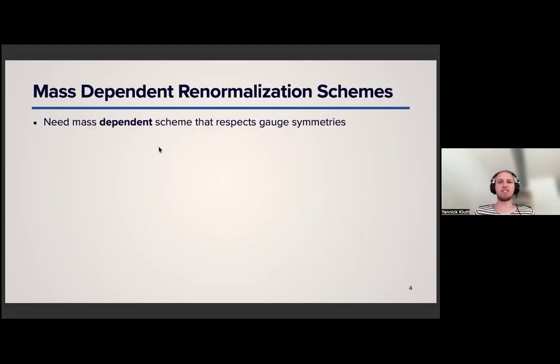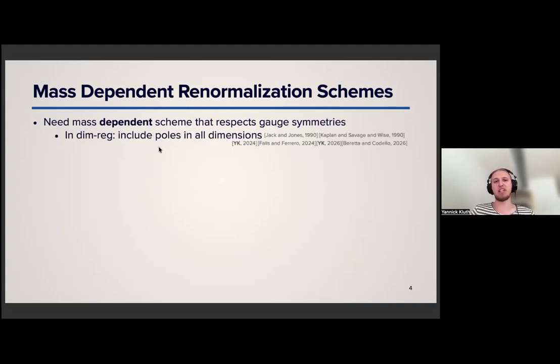And to do this, we would ideally like to have some sort of mass-dependent scheme, or a scheme that's sensitive to power law divergences, but that also respects gauge symmetries. One scheme that does that in principle, and that has gotten more recent interest in the last few years, is the idea that you can use dimensional regularization, but include not only the poles that you find in 4 dimensions, but also those in higher or lower dimensions. And this is in principle enough to see a fixed point in gravity.